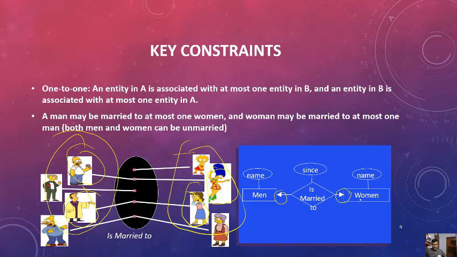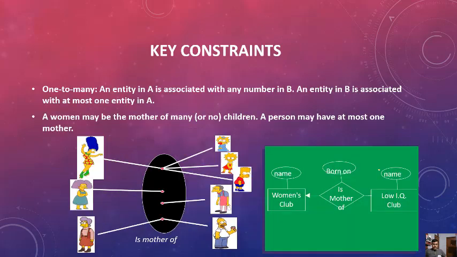One to many. An entity A is associated with any number of B. Here the first entity is associated with any number of B entities. A woman may be the mother of many children, or a person, that means a child, may have at most one mother.